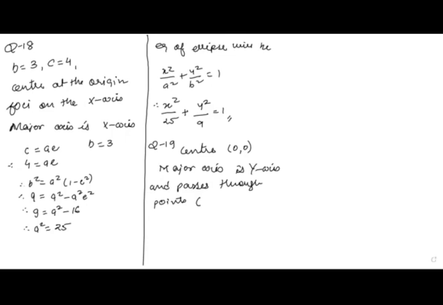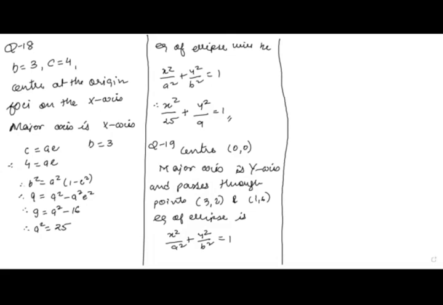Here passing points are given. I will take the equation of the ellipse as x square by a square plus y square by b square is equal to 1. As this ellipse passes through these 2 points, these points will satisfy equation 1.